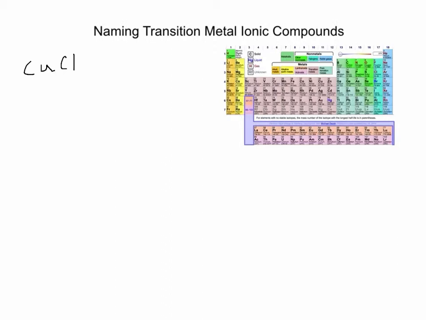Well, from the naming rules we've discussed before, we say the name of the metal, in this case copper, and then the nonmetal, chlorine, with an "ide" ending, so chloride. We know, though, that copper is a transition metal, so we need to put in the Roman numeral.